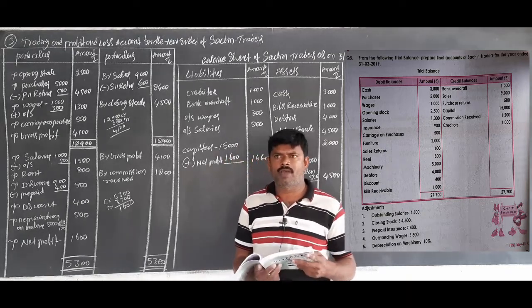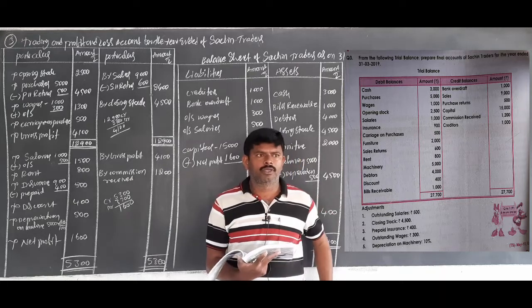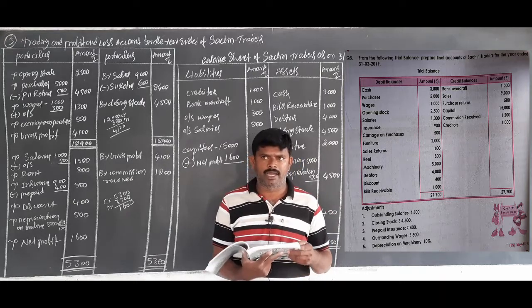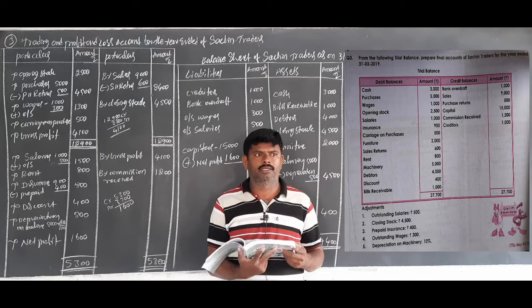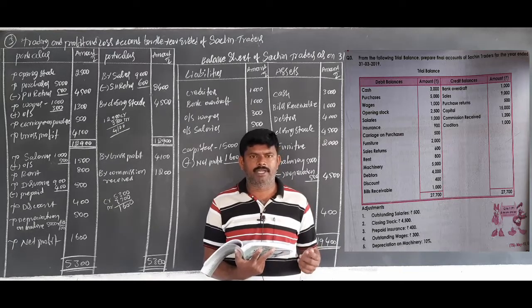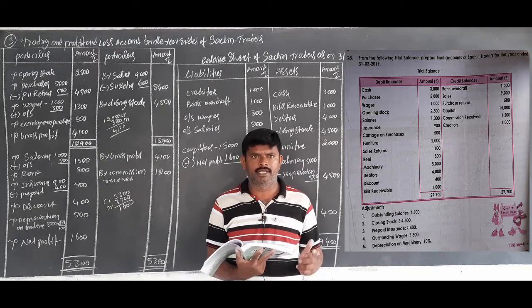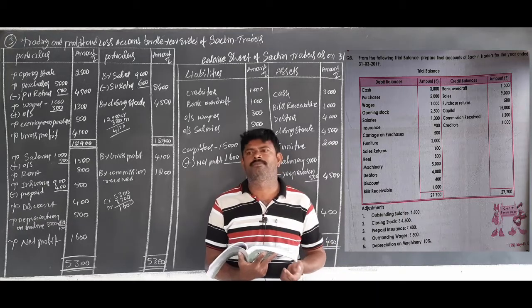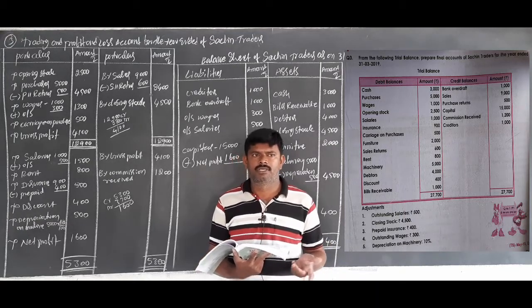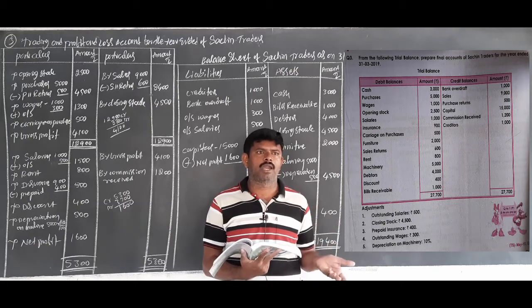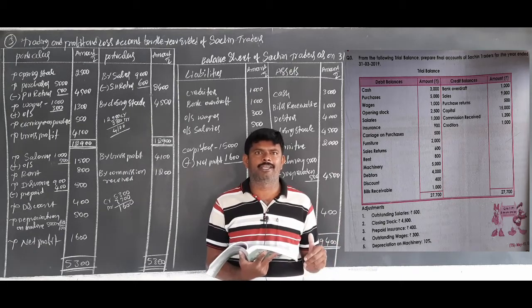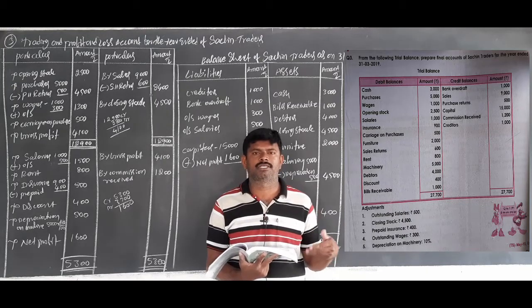When we are preparing the final accounts, we must be aware of the trial balance. The trial balance debit aspects are recorded in the trading account on which side, the P&L account on which side, and the balance sheet on which side? This is the first one. In the same manner, the trial balance credit aspects are recorded in the trading account on which side, the P&L account on which side, and the balance sheet asset side.